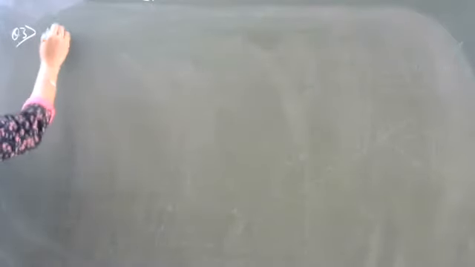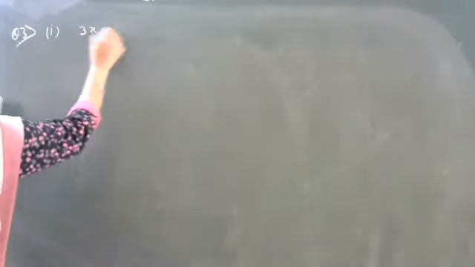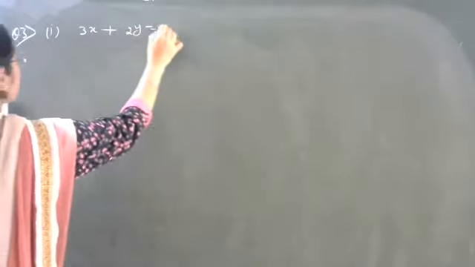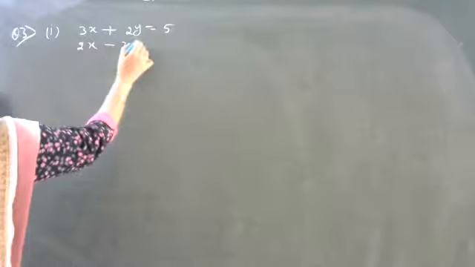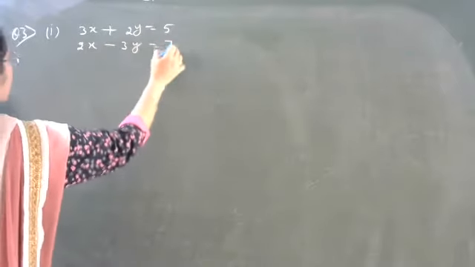So here the first part is: first equation 3x plus 2y is equal to 5, and the second equation is 2x minus 3y is equal to 7. These are two equations. Clear? You have to find whether the solution is consistent or inconsistent.